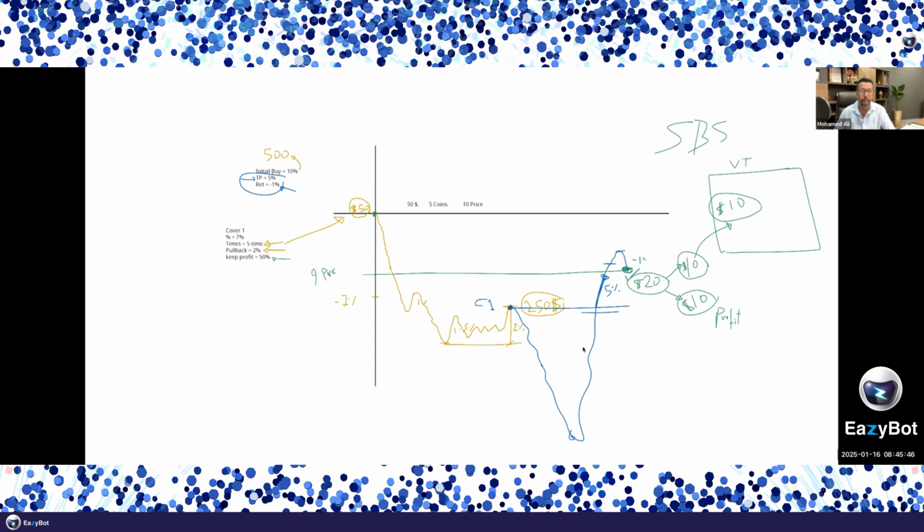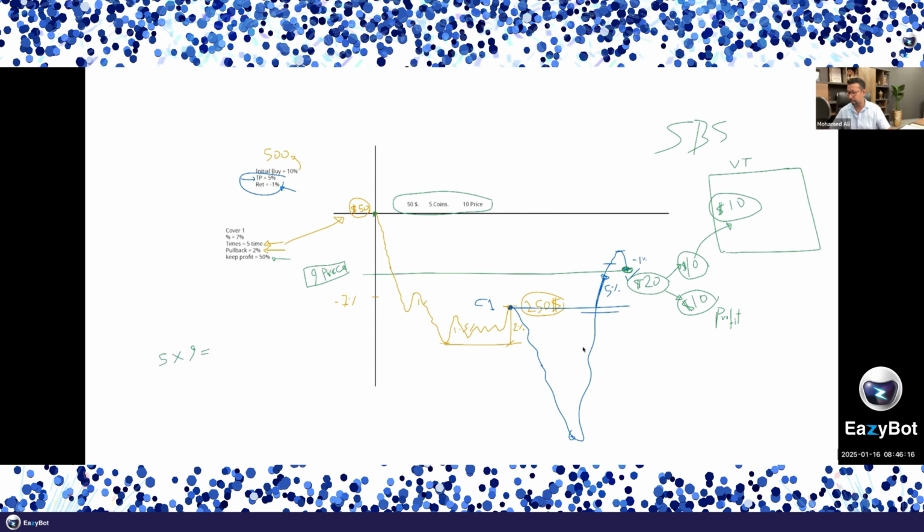Price, coin. Now, the logic of the bot, it's going to be looking at, okay, what if I close this position now? What if I sell these coins right now? How much USDT am I going to get? And the formula is like this. How many coins do I have? I have 5 coins. So 5 multiplied by the price right now, which is 9. How much is that?